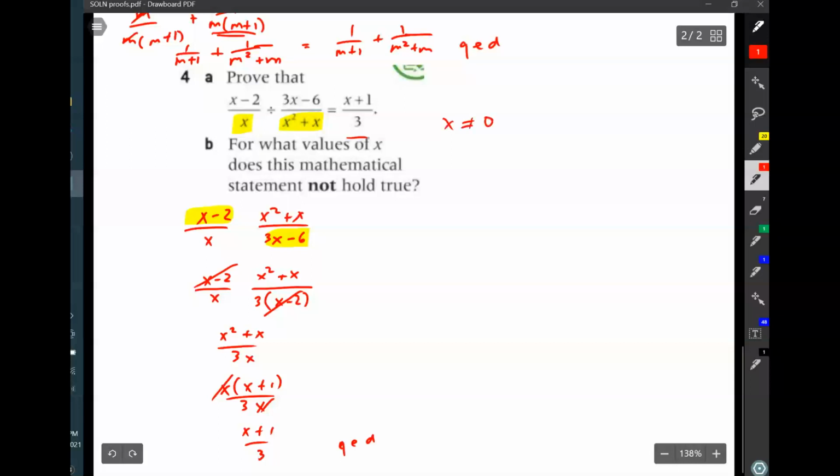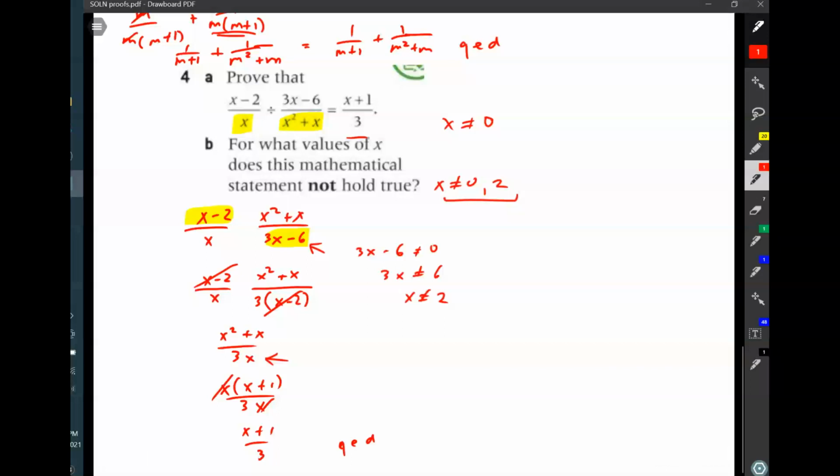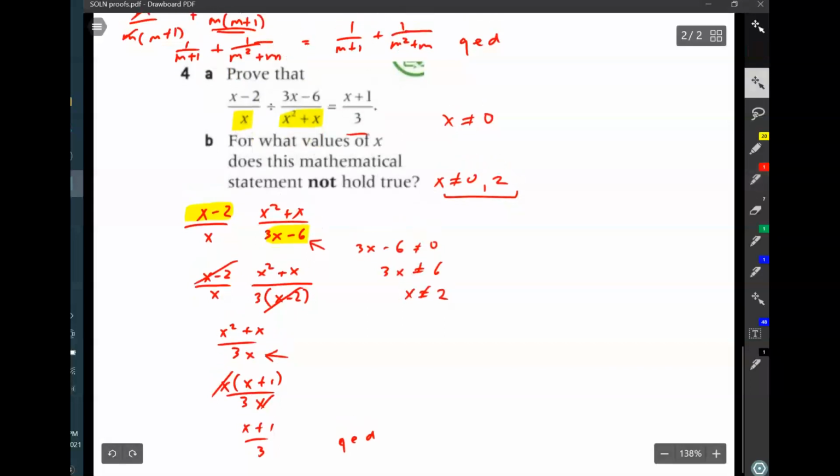Okay, and what about any of the intermediate expressions? What about here? 3x minus 6 also should not be 0. Okay, and that means that x should not be 2 either. Okay, and then basically for this one too, x should not be 0, right? So I think that's it. So x should not be 0, and it should not be 2. All right, and I think that's it for these simple algebra problems.